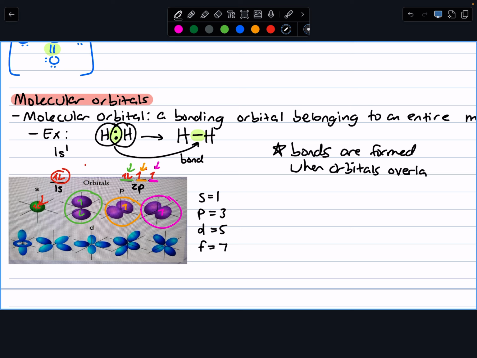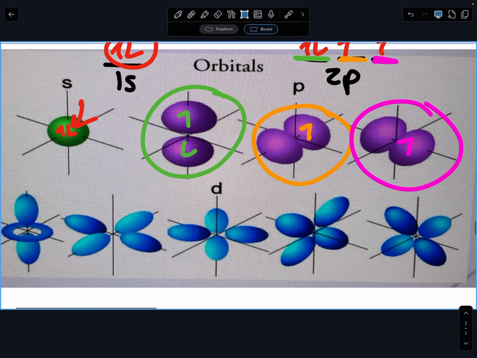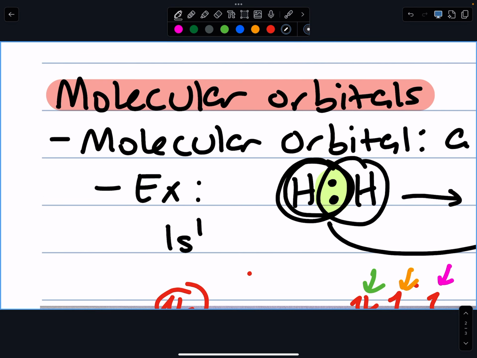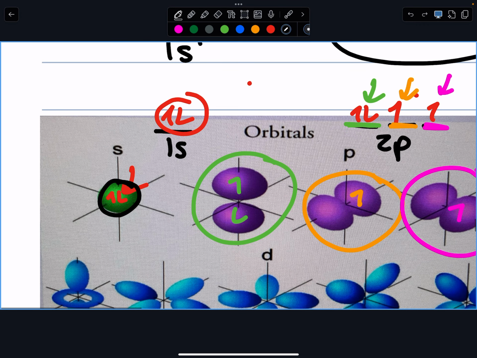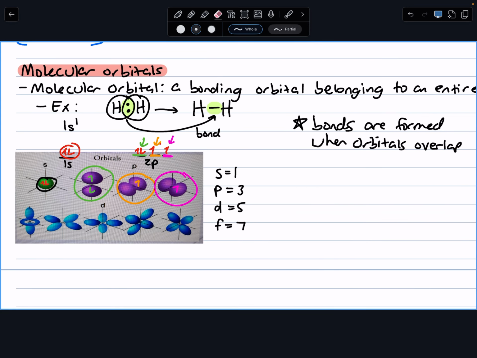Again, I drew out the 2 S circles. You're with me? So S is the circle. Do you see that? That's why I drew a circle around H, because it only has an S. If its S orbital has an electron in it, and then it interacts with another S orbital, and they overlap, electrons can be found in this overlap. That's the bond. That's how bonds are formed. Okay, so basically, that's what I wanted you to know about that, just the definition.